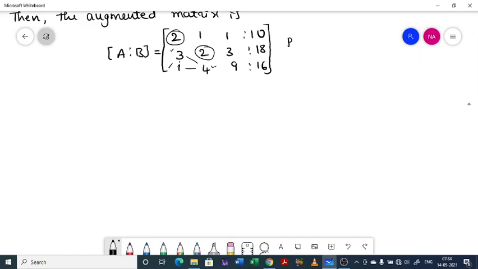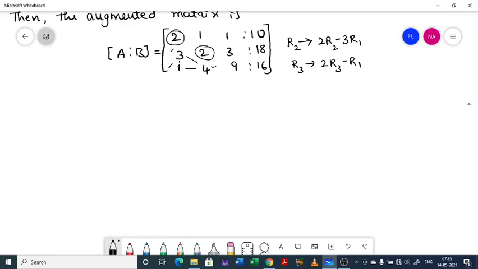So suitable operations are R2 changes to 2R2 minus 3R1, and R3 changes to 2R3 minus R1. Those are the suitable operations. Here we have 3, and I have to make it 0, but here I have 2. So multiply 2 to this, so that we will get 6, and multiply 3 to this, we'll get 6, then subtract.